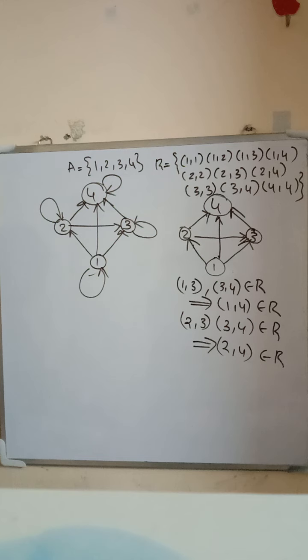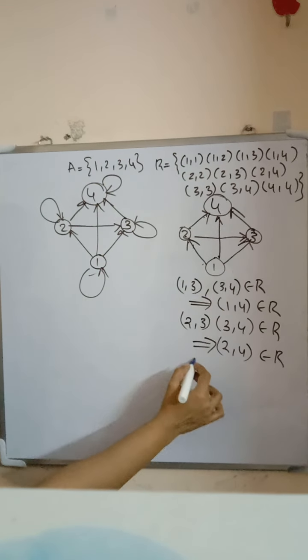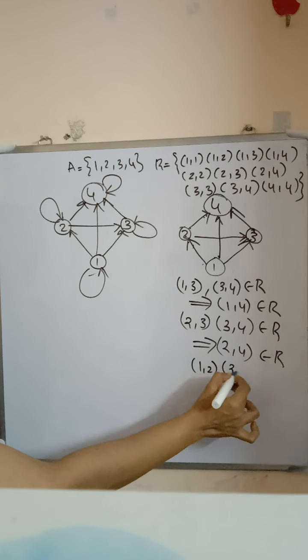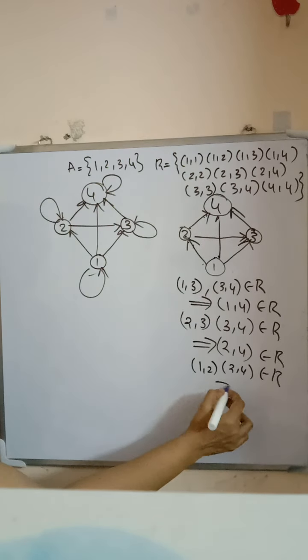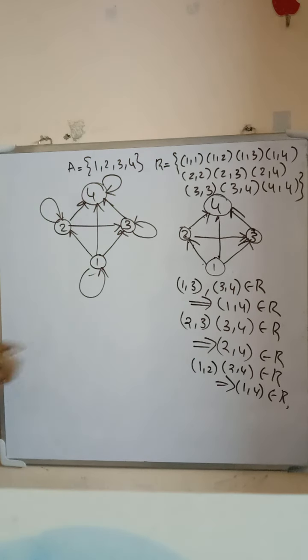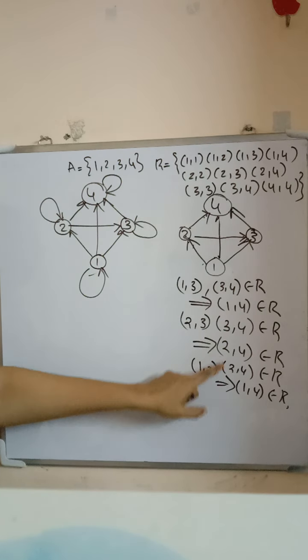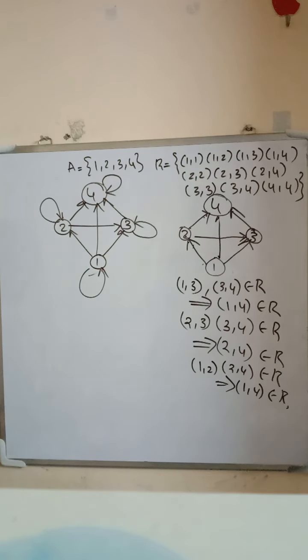Also, any other relations? (1, 2) and (2, 4). (1, 2) and (2, 4) belong to R, then (1, 4) belongs to R. That is, these edges (1, 4), (2, 4) and again (1, 4). Okay, (1, 4) and (2, 4) show the transitivity property.